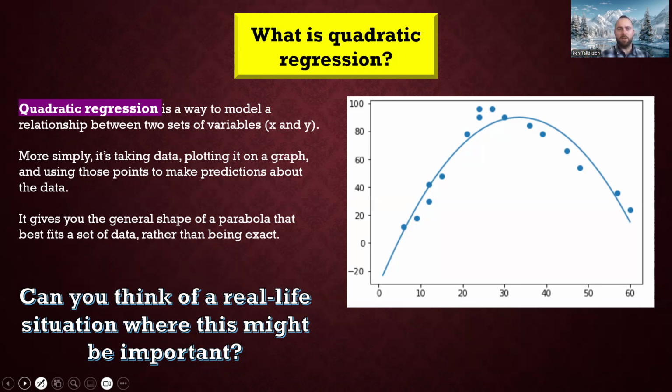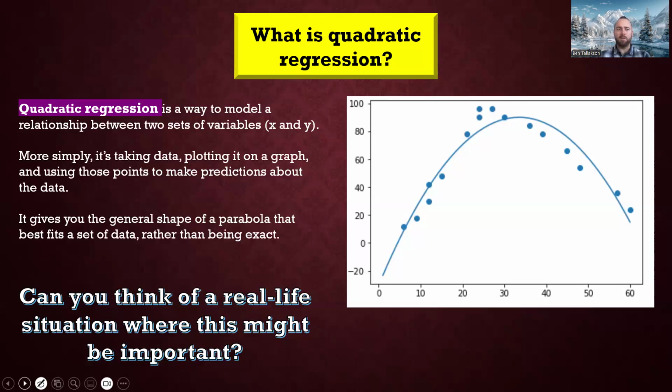So what's happening here? Well, we're taking the data, plotting it on this graph, and then using those points to make predictions about the data. So you can clearly see that parabola line is following the general shape of those dots as closely as it can, but the dots are not right on the line, of course. So it gives us a general shape of a parabola, okay?